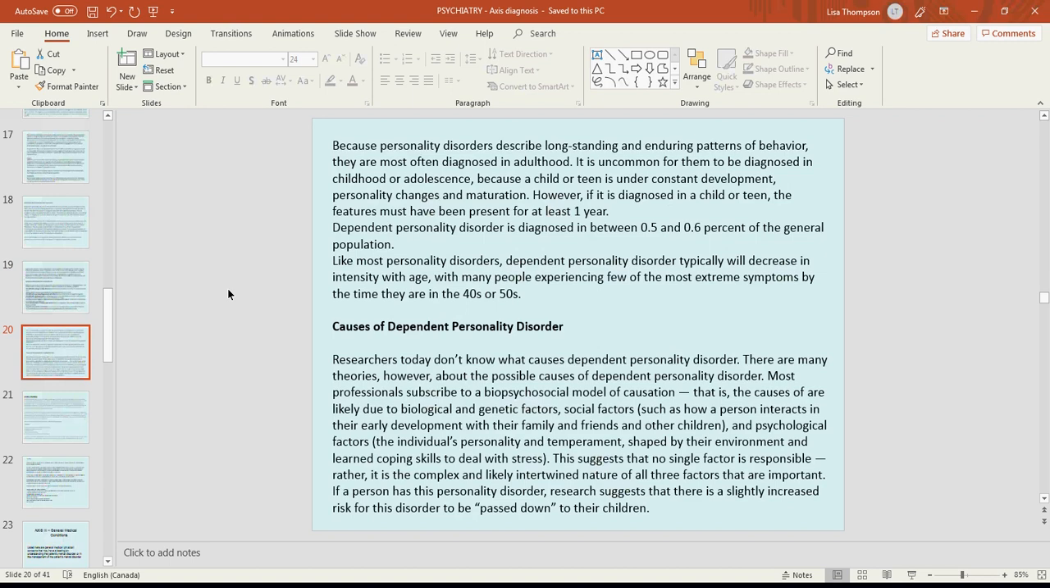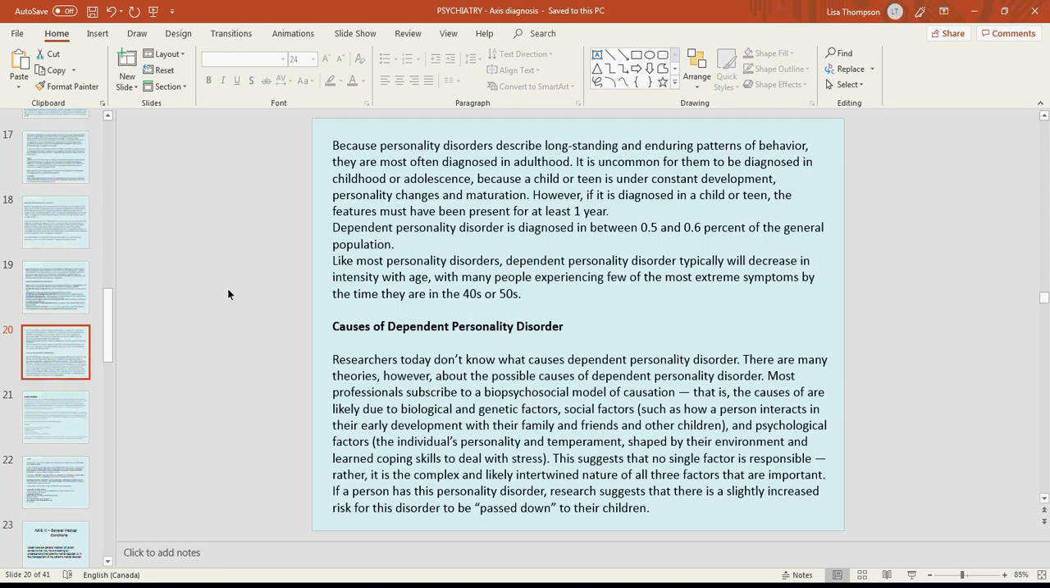Like most personality disorders, dependent personality disorder typically will decrease in intensity with age, with many people experiencing few of the most extreme symptoms by the time they are in their 40s or 50s. Causes of dependent personality disorder. Researchers today don't know what causes dependent personality disorder. There are many theories, however, about the possible causes of dependent personality disorder.